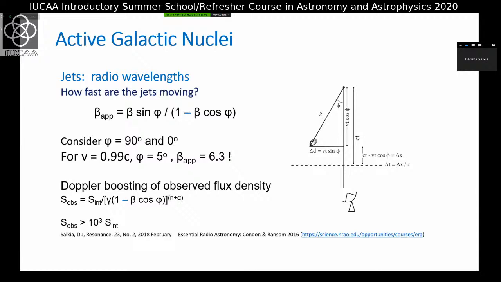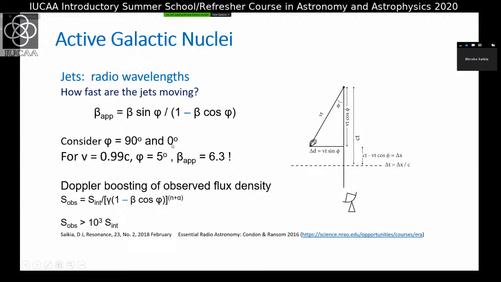Now, if you look at this expression, if phi is equal to 90 degrees, cos 90 is 0, sin 90 is 1, and you'll get beta apparent equal to beta. So if it is moving perpendicular to your line of sight, you will measure beta for the source itself.